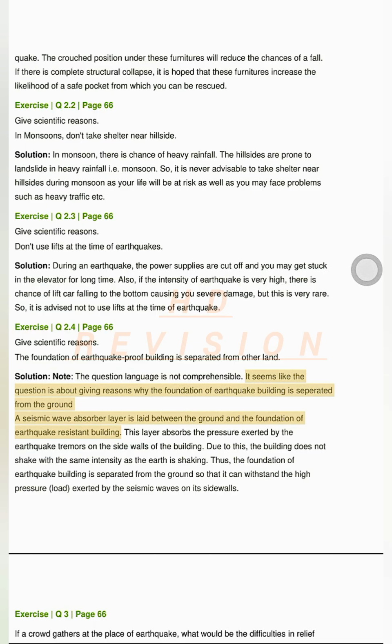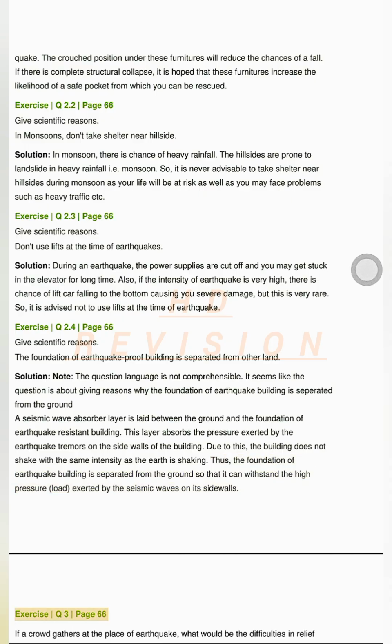A seismic wave absorber layer is laid between the ground and the foundation of earthquake-resistant building. This layer absorbs the pressure exerted by the earthquake tremors on the side walls of the building. Due to this, the building does not shake with the same intensity as the earth is shaking. Thus, the foundation of earthquake building is separated from the ground so that it can withstand the high pressure load exerted by the seismic waves on its side walls.